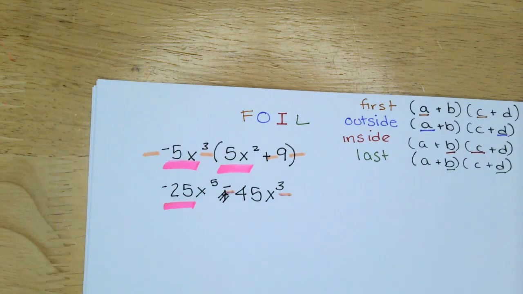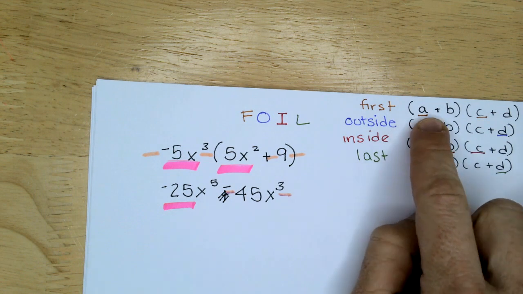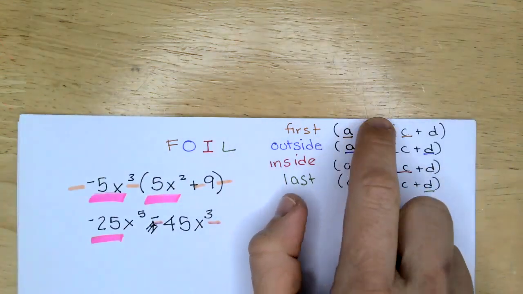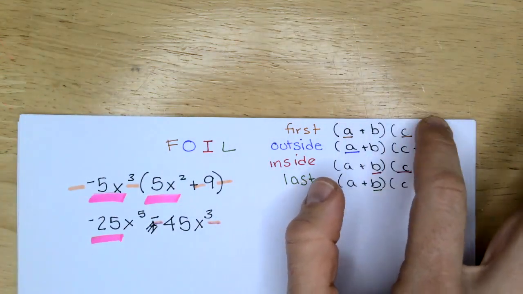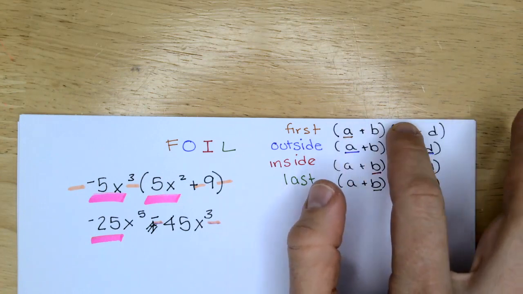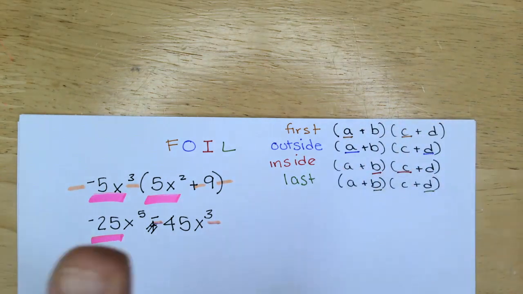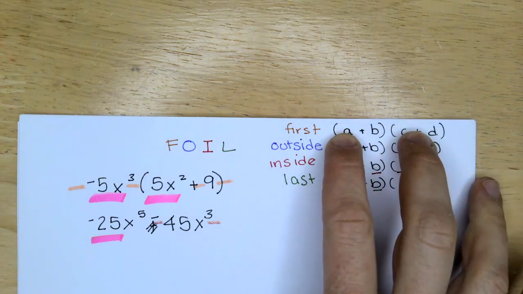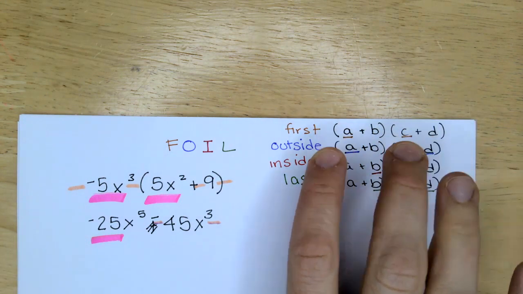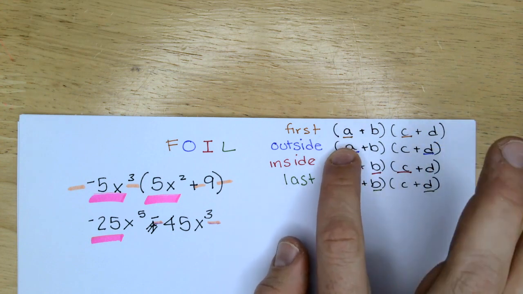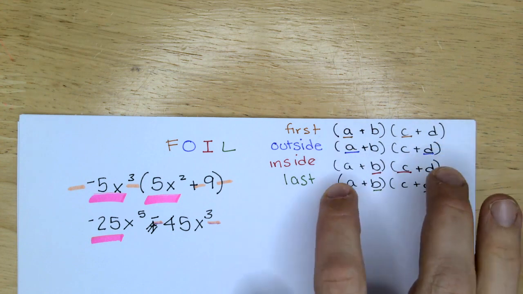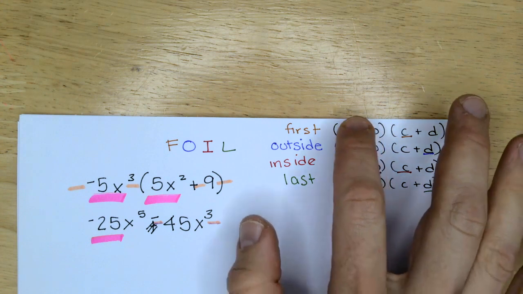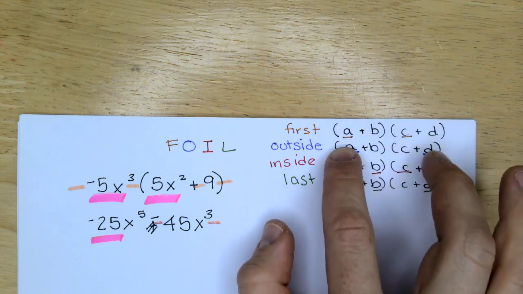What FOIL is, there's a binomial, two terms, being multiplied by another two terms. These two need to be multiplied by these two, so we have to do every pairing. A and C are together this time, being multiplied together. Then A and D are multiplied together. Then we move to B because A has been paired with C and A has been paired with D.